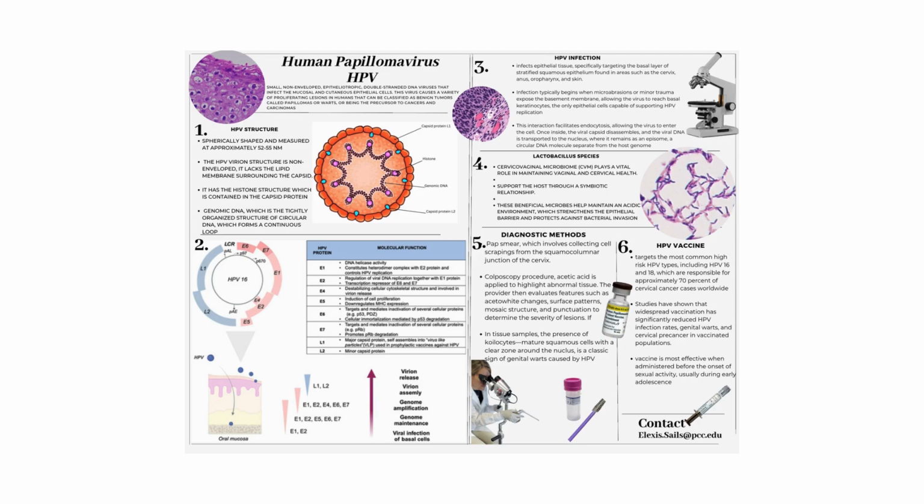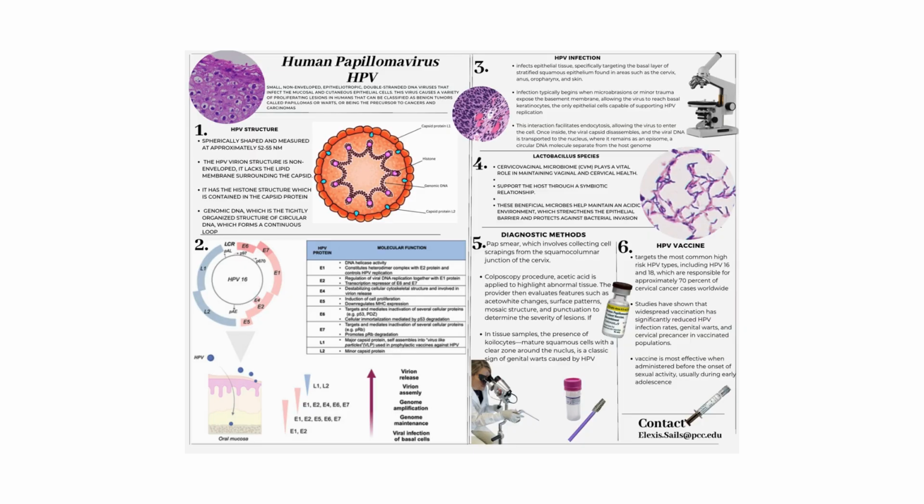A circular DNA molecule separates from the host genome. HPV replication is closely linked to the differentiation of the epithelial cells. In the basal layer, the virus maintains a low copy number of the genome and expresses early genes such as E1 and E2, which are essential for genome maintenance and replication.